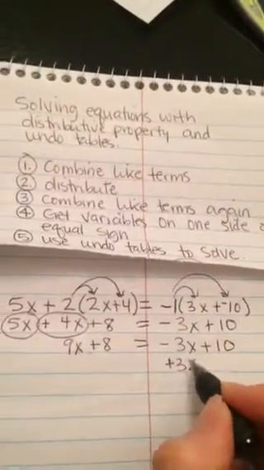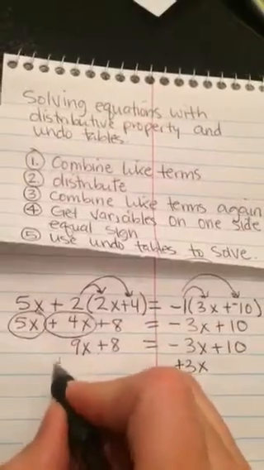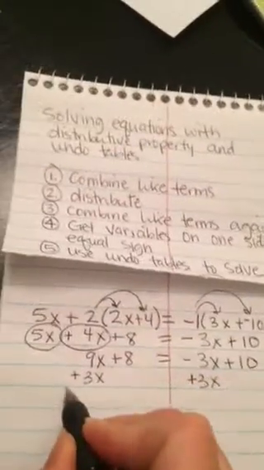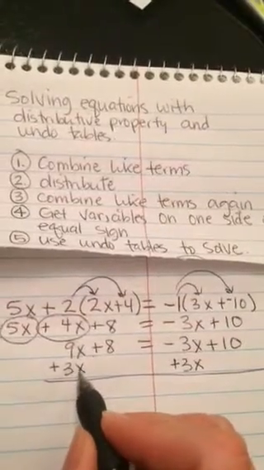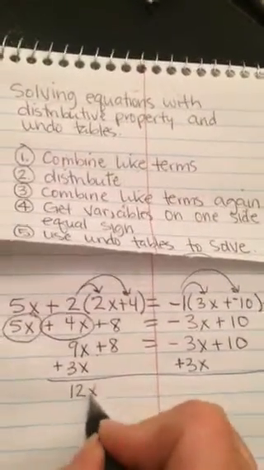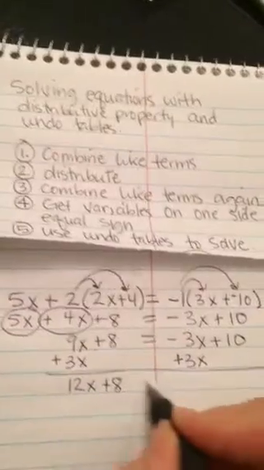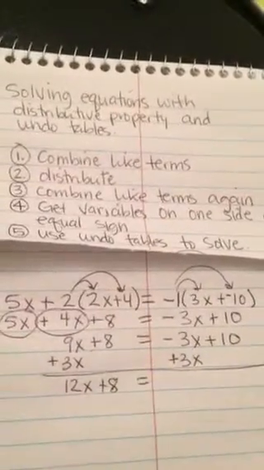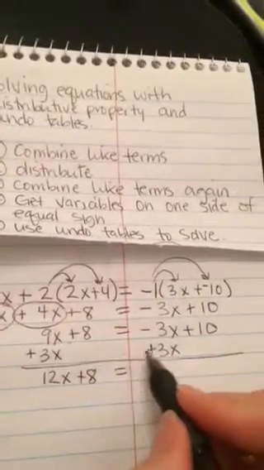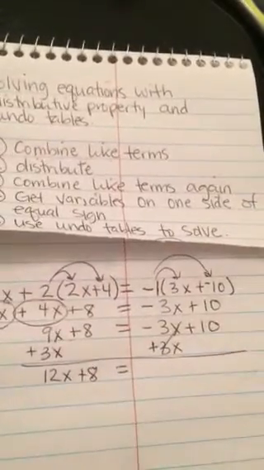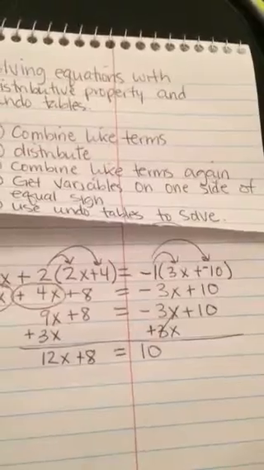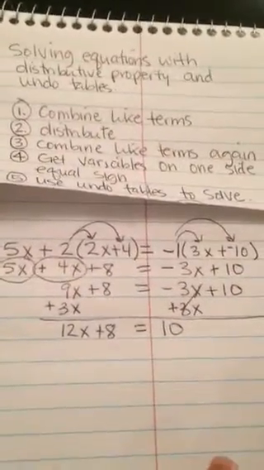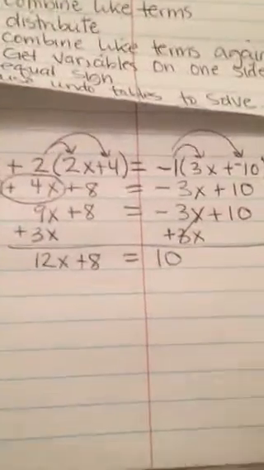If I do it to one side, I must do it to the other. So add 3x. Okay, 9x plus 3x is a total of 12x plus 8. Again, nothing to do with the plus 8 quite yet. Over here, these have now canceled out, and I'm just left with a positive 10. Now I'm down to a 2-step equation, and this is where we can use our undo tables.